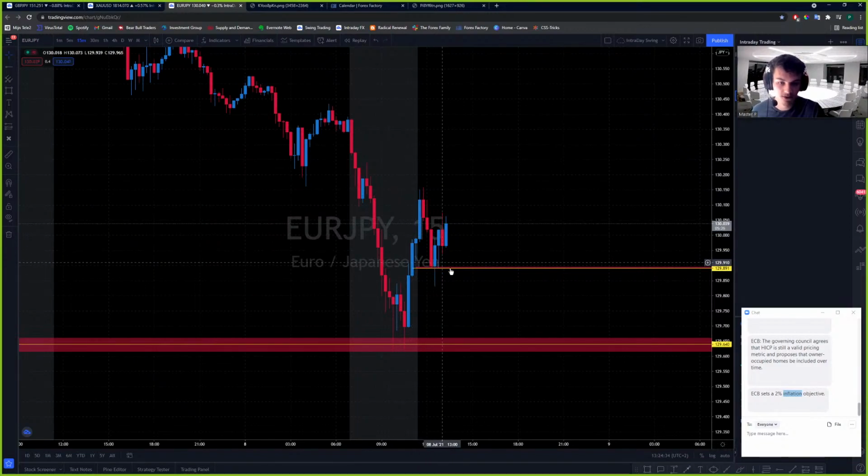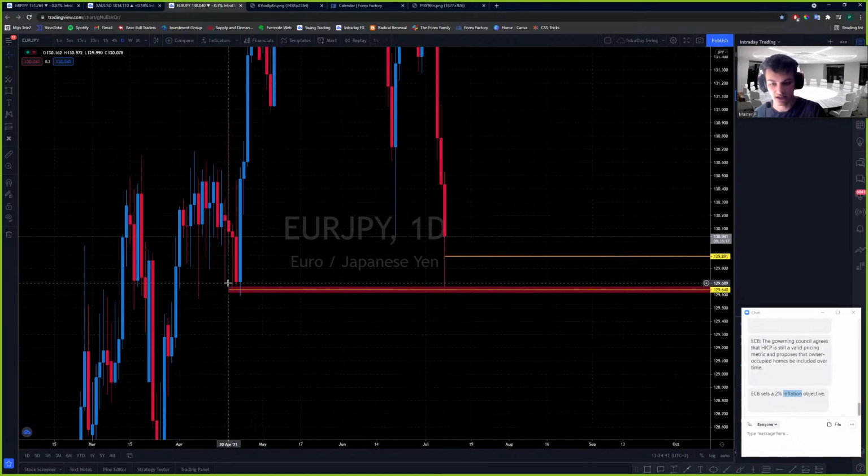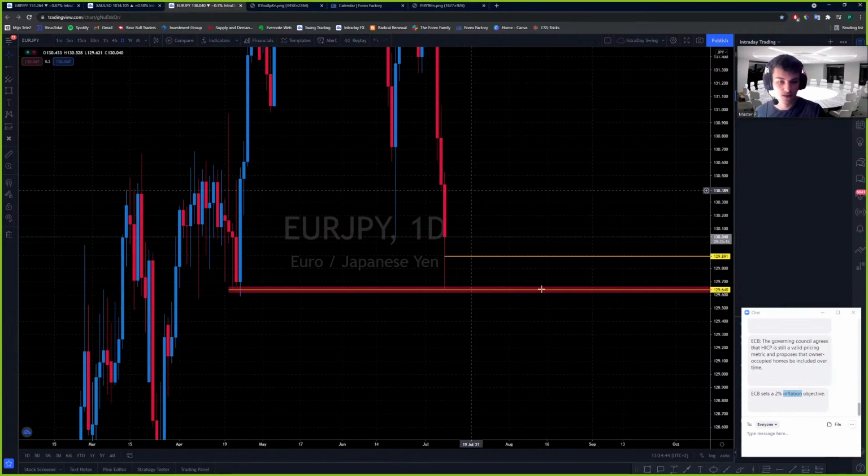Yeah, price never broke below this support as well, so then we can't say that it's gonna come down to retest this low, because we tested the daily support, and this is where we start rejecting.